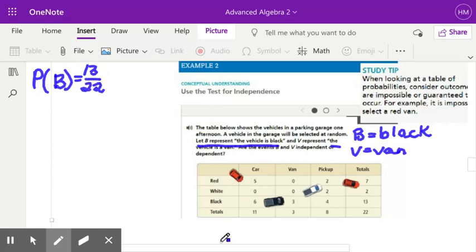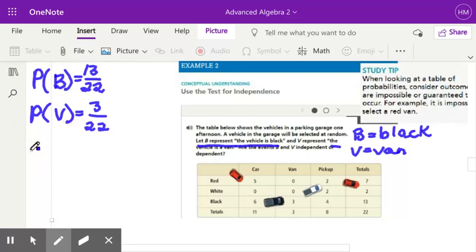Okay, and then what's the probability that we get a van? Probability of a van, let's see, here's my vans. No red, no white, but there are 3 black vans. So 3 vans out of 22 total vehicles. Okay, so we want to know, are van and black independent of each other?